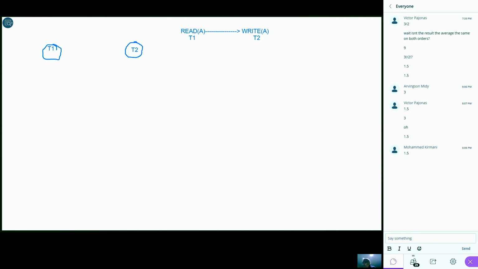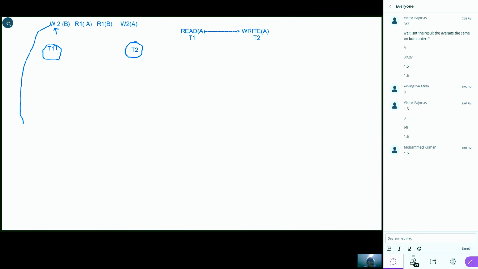Okay, guys, let's see now. This example is not in the handout, so let's just look at this example. First of all, what does this notation mean? That means transaction 2 writes data B. That's what it means, okay?